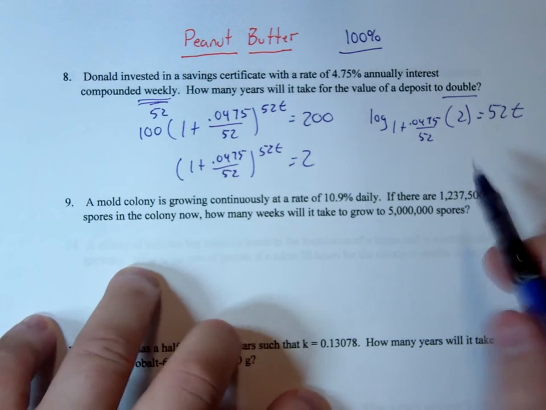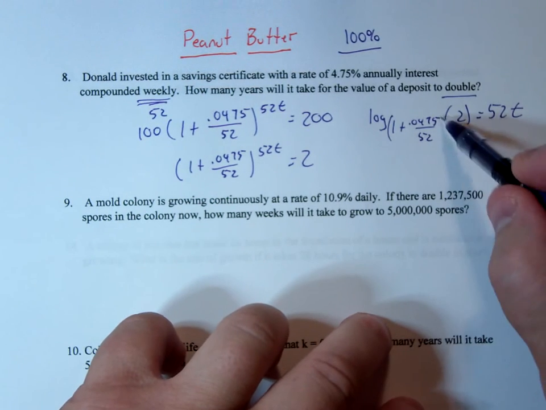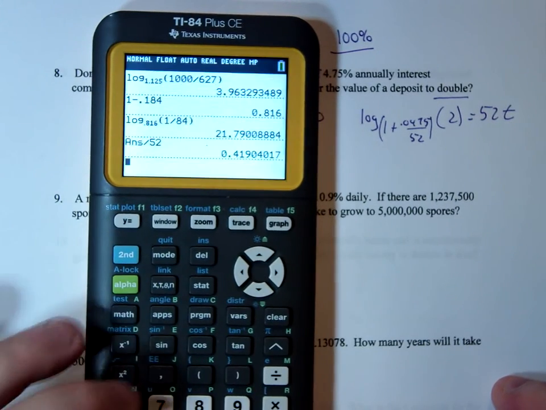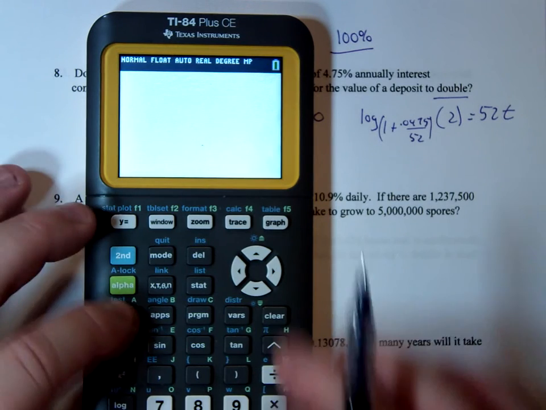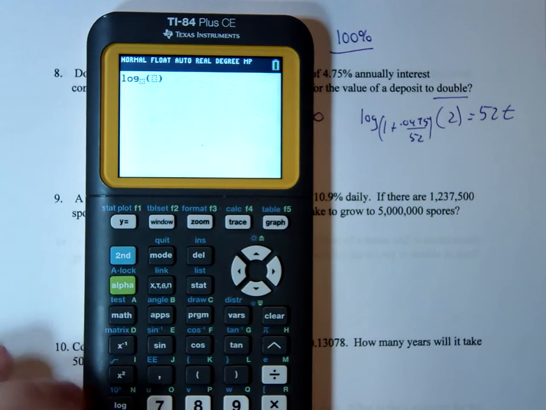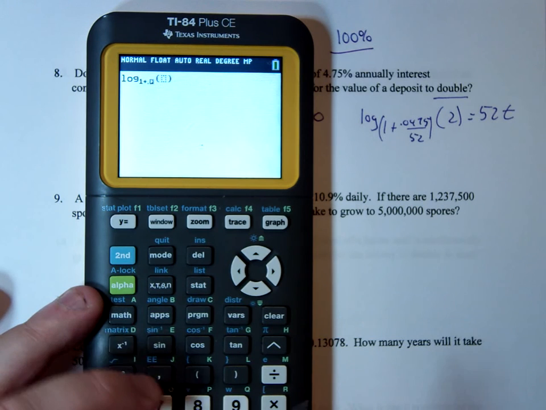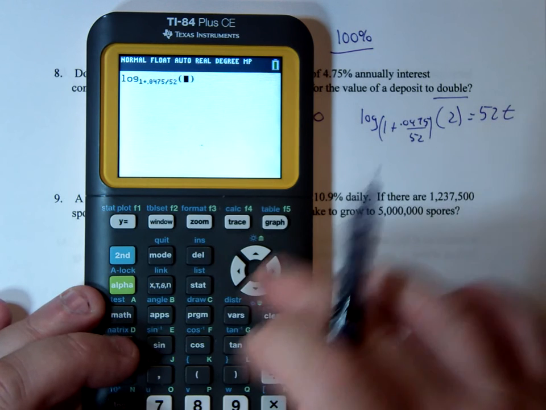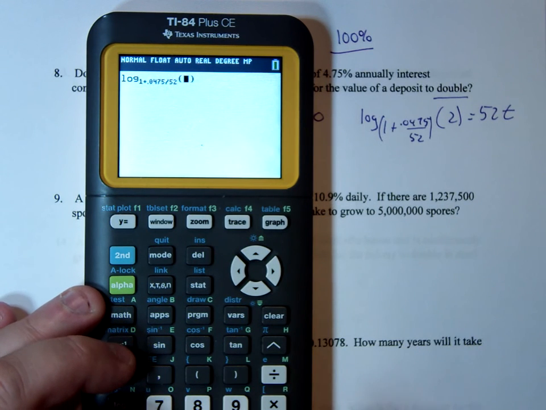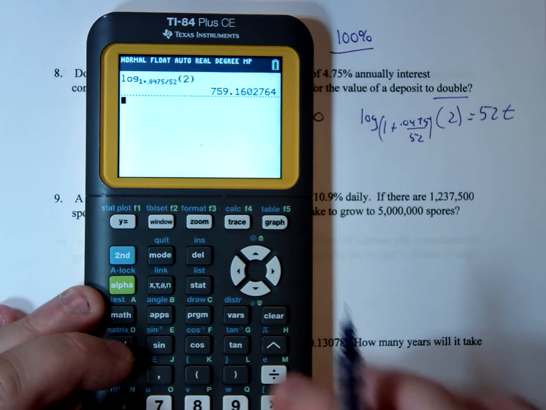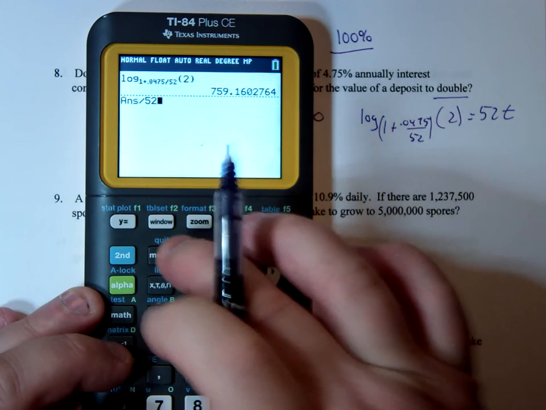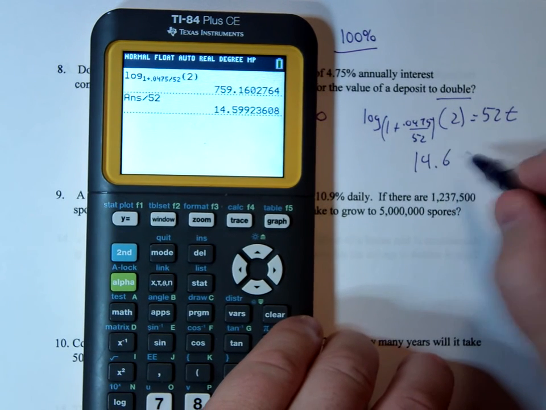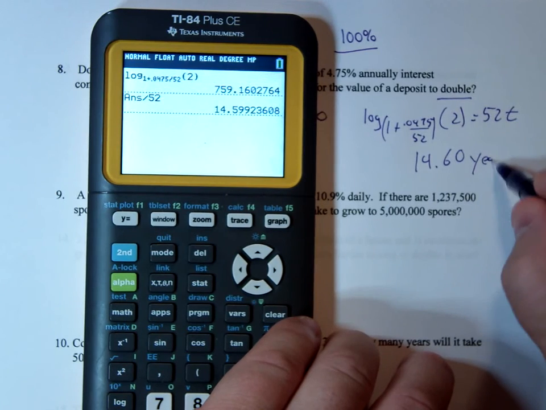So when you put this whole thing in your calculator, you divide by 52 at the end. So it'd be log base 1 plus 0.0475 divided by 52. You don't need parentheses there or anything, that's fine. Of 2, and then divided by 52. That's going to be about 14.60 years.